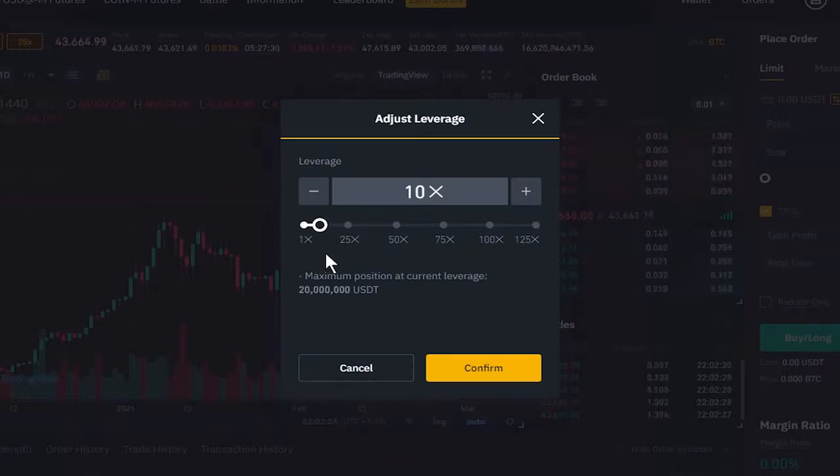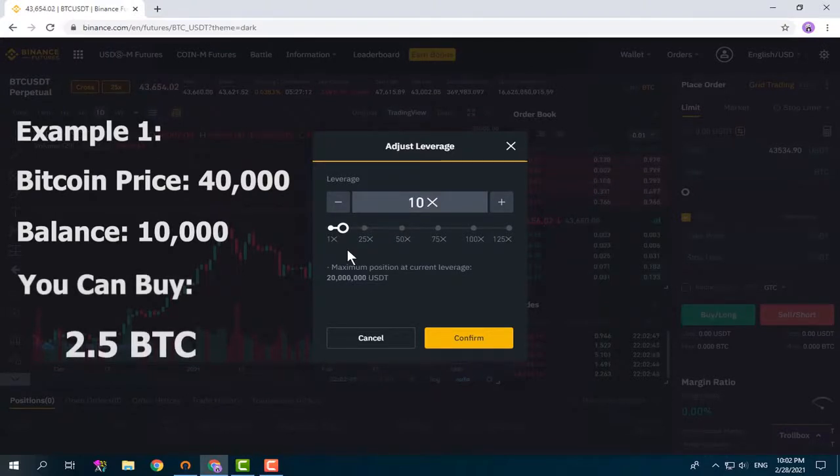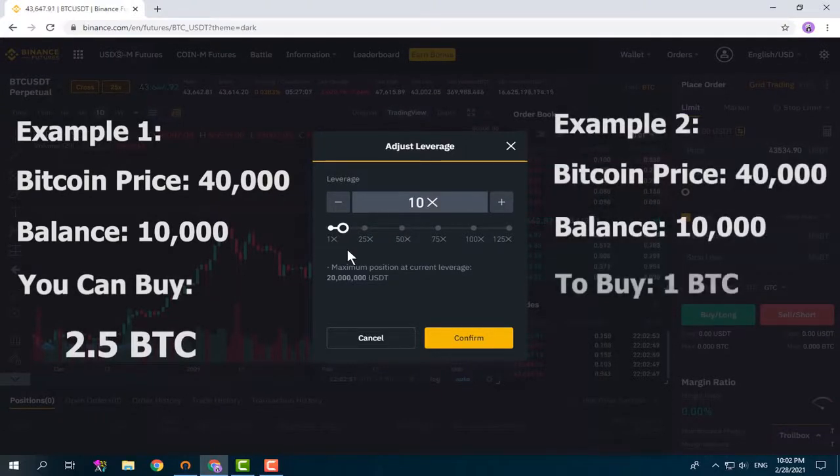What does this mean? This means, for example, consider Bitcoin price is 40,000 and you have 10,000 USDT in your account. Because you chose leverage ratio of 10, with all your available money, you can buy 2.5 Bitcoins. And if you want to buy 1 Bitcoin, Binance will take 4,000, and with leverage ratio of 10, you can buy 1 Bitcoin. This 4,000 to buy 1 Bitcoin or 10,000 in the first example to buy 2.5 Bitcoins are called margin, and it's called you're buying on margin.